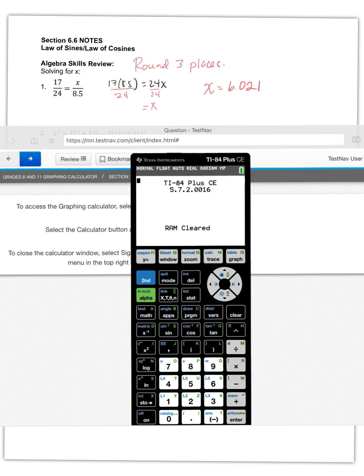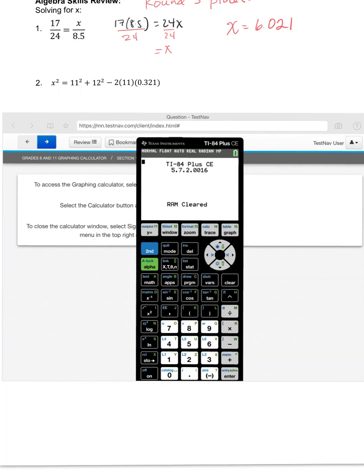Now through this section, I won't be showing all the calculator. I'm just showing it from the beginning here so you can see. Now for number 2, if I wanted you to solve for x, what I would want you to think about is taking the square root of both sides. X is already on one side, and everything else is on the other. So I can just take the square root of both sides.